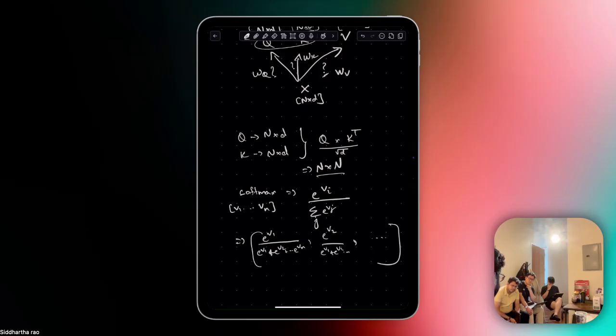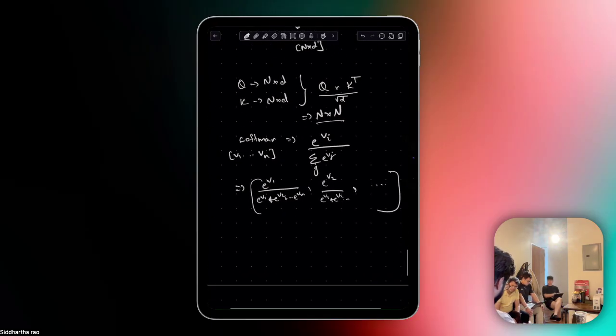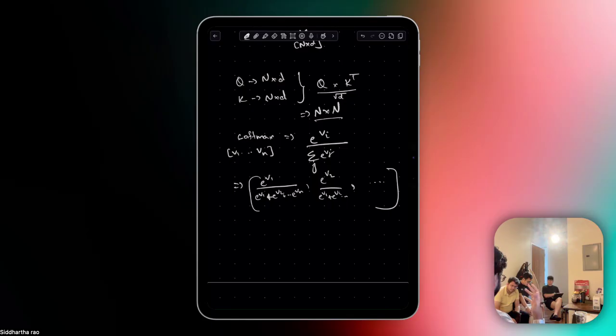Why do we do this? We don't have to go with softmax, and there are variations where people get rid of softmax altogether, and then that takes the form of a recurrent neural network. But for some reason, empirically, softmax works very well.